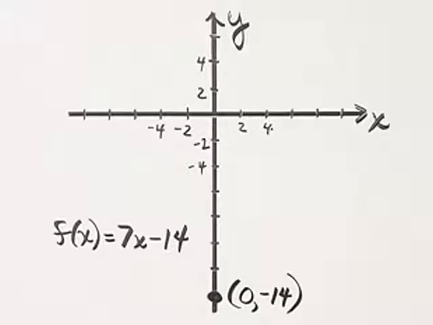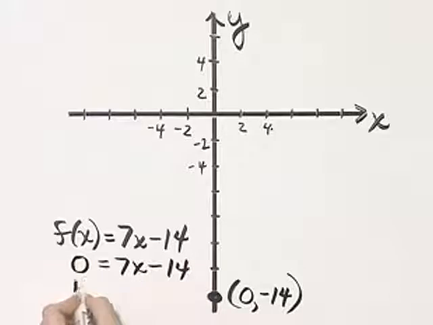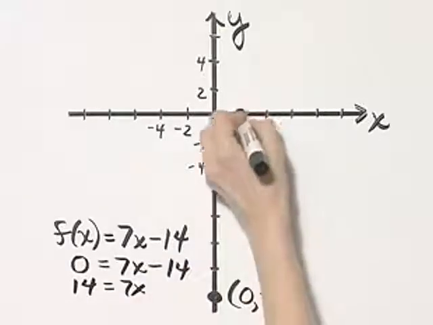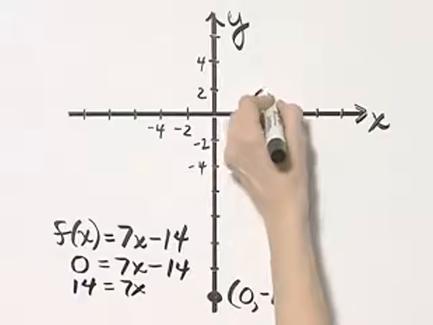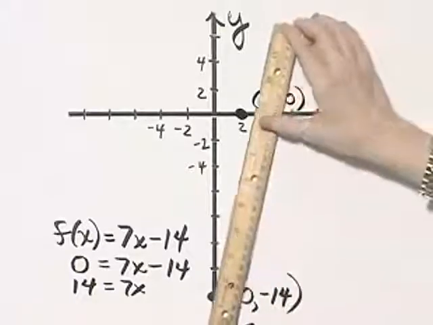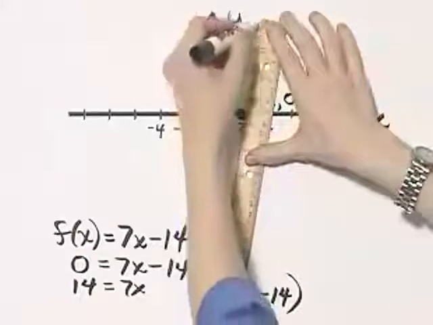How do we find the x-intercept? We let y or f of x be 0. If you let f of x be 0, add 14 to both sides, and then I think you can see divide both sides by 7, and x is 2. So we have the x-intercept. This is 2, 0. You can plot more points, but that's enough for me to graph my function f of x. So this is the graph of f of x.